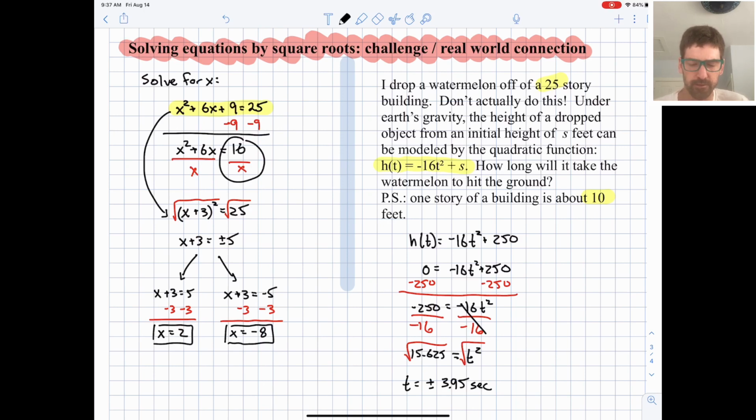And then we need to think about, what does the positive or negative mean? Could this watermelon have hit the ground in negative 3.95 seconds back in time? No, it can't. So we are going to eliminate the negative and decide to just choose the positive. So it'll take just under 4 seconds for this watermelon to hit the ground. Don't do that at home though. Okay, that's a good place to stop.